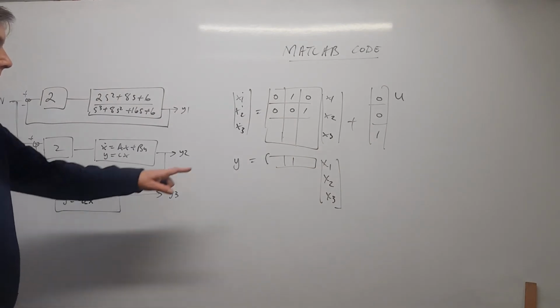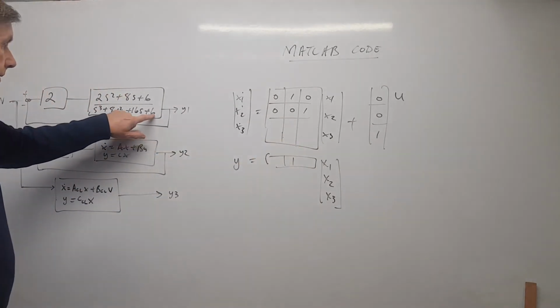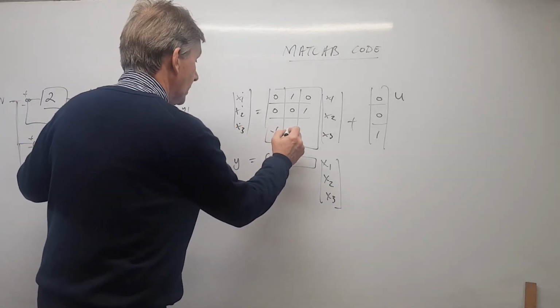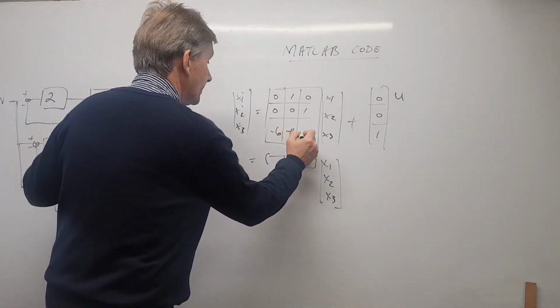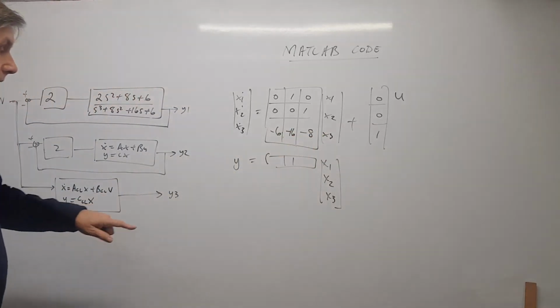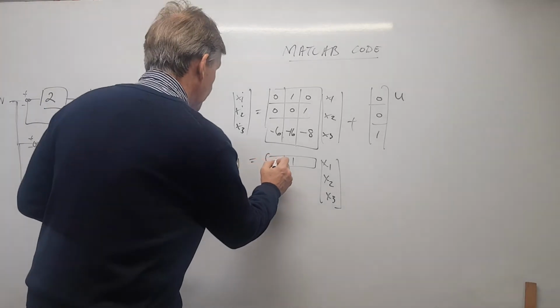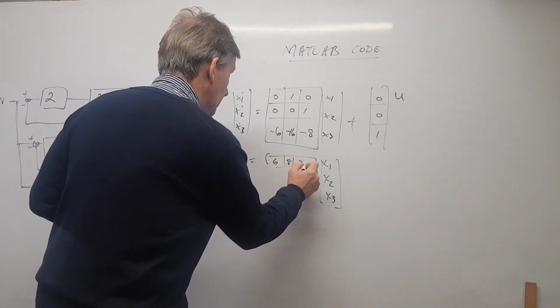And then these numbers here are these numbers here in reverse order with negative signs. So minus 6, minus 16, minus 8. And these numbers here are those in reverse order, positive signs, 6, 8, 2.